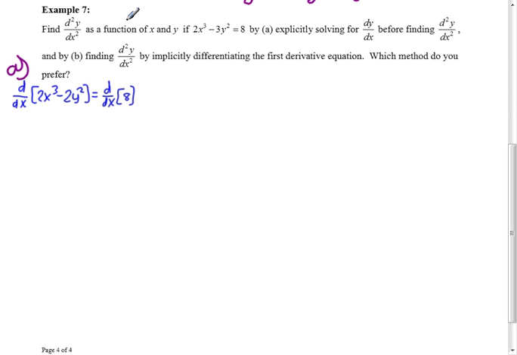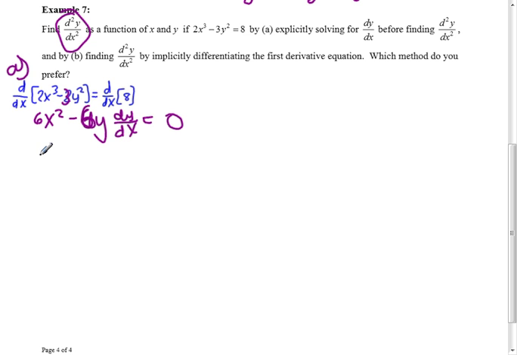Alright, so we're trying to find the second derivative of our functions. We have to start out finding our first derivative. So we have 6x squared minus 4y dy/dx equals 0. Oh, I didn't copy that down right. That should have been a 3, that should have been a 6. Alright, there we go. Don't want to get messed up here.